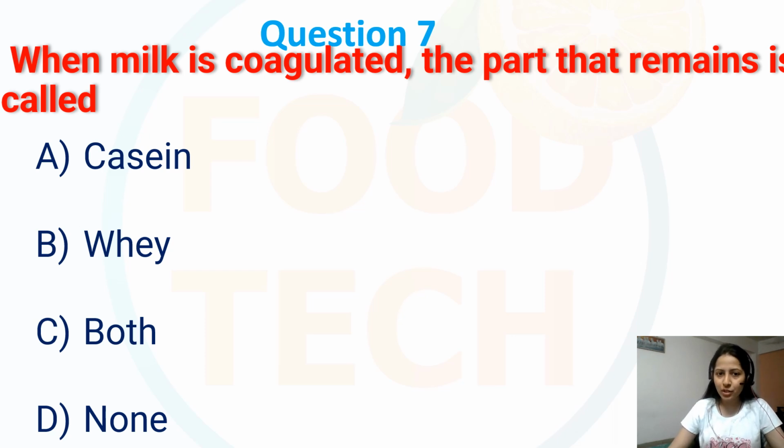We know that curd consists of casein protein along with some fat as well as some minerals. And the whey is a liquid portion that separates from the casein during the coagulation process. So I want you all to comment down the correct option for this question. What will be the correct one? The curd, actually casein, is the solid part and whey is the liquid part. So comment down the correct option for this question.